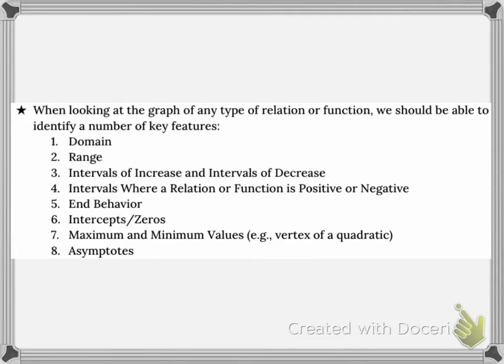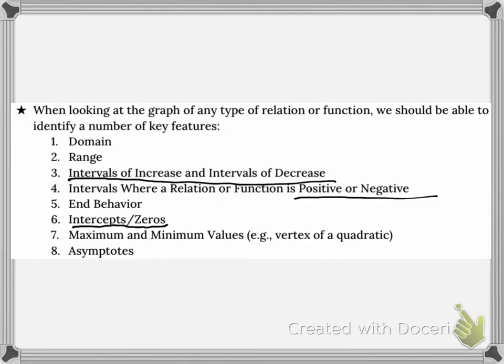So when we look at the different key features we need to be able to identify, we already know about domain and range. Number 6, we need to be able to find intercepts, so x-intercepts, y-intercepts. Remember, an x-intercept, another term for that is called a zero, okay? We need to be able to identify then intervals where the function is increasing or decreasing, and intervals where a relation or function is positive or negative, okay?